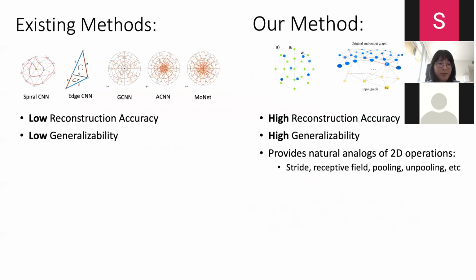And after talking about the existing methods, our method, compared to previous methods, has high reconstruction accuracy and high generalizability because it doesn't depend on one template for the up and down sampling. And more importantly, it provides natural analogs of 2D operations in CNN, like the stride, the receptive field, the pooling, the unpooling. All these concepts that exist in 2D CNNs exist in our designed CNN for mesh.